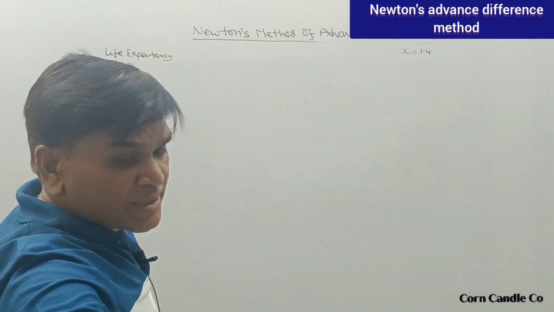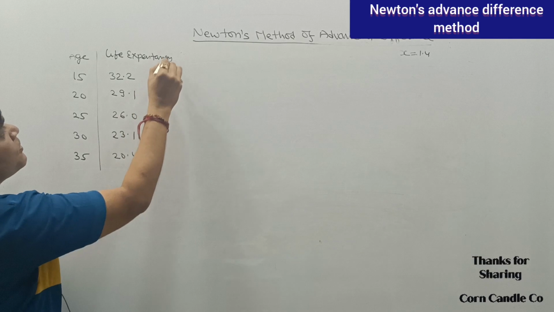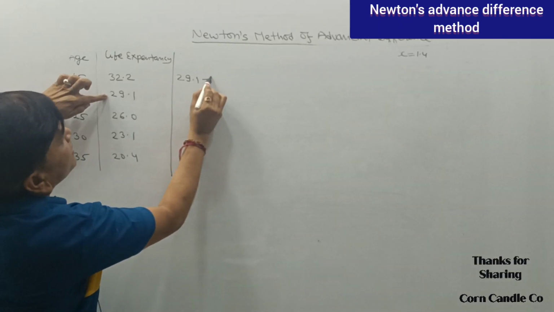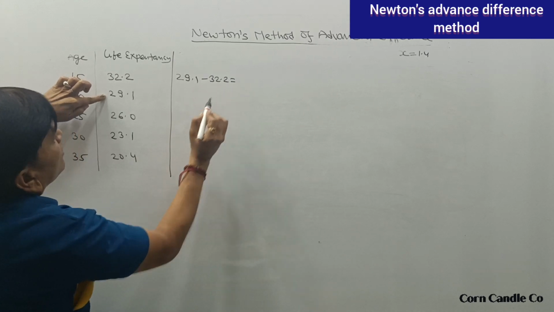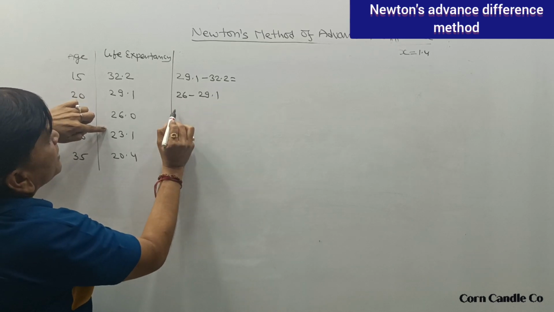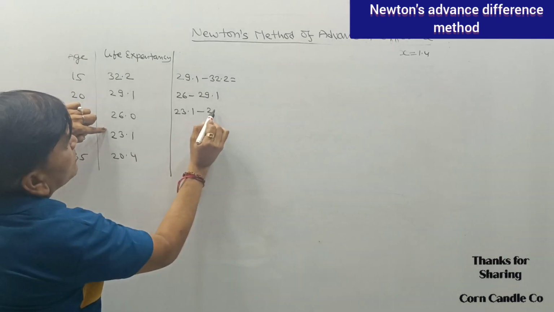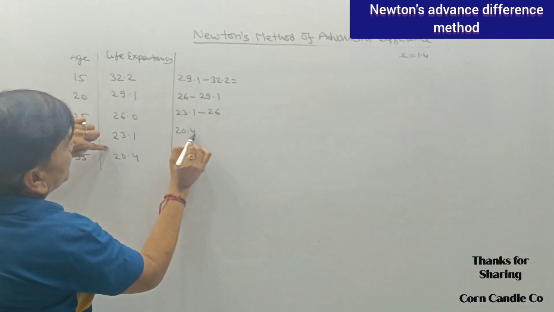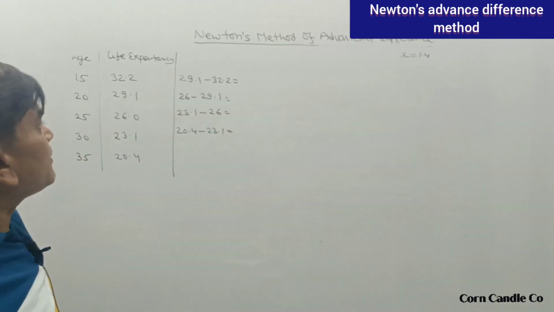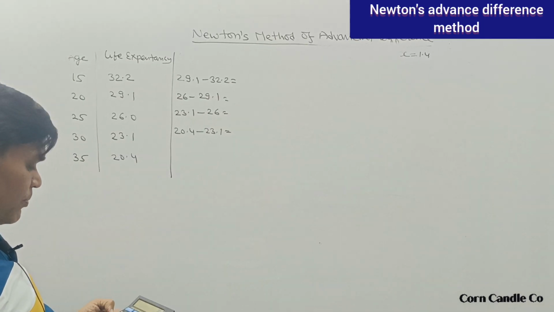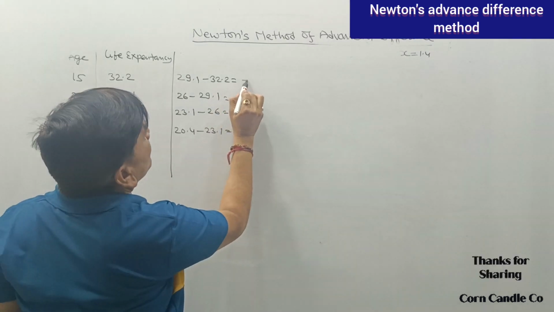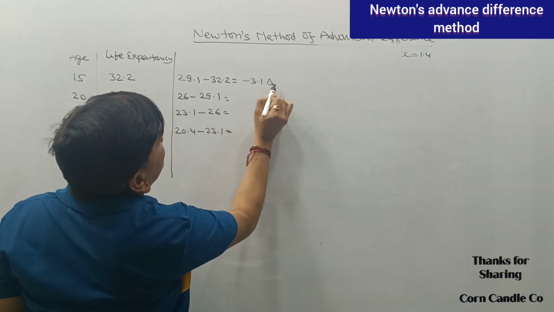So we are to calculate the Newton differences. The very first difference is the second value minus the first value. The second difference is 26 minus 29.1. The third difference is 23.1 minus 26. And the fourth difference is 20.4 minus 23.1. These are the Newton differences. So the very first: 29.1 minus 32.2, so minus 3.1, that is called delta y0.